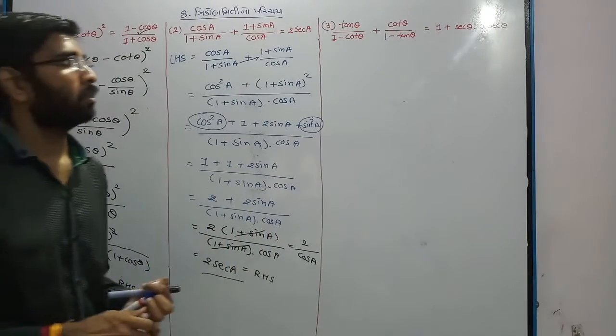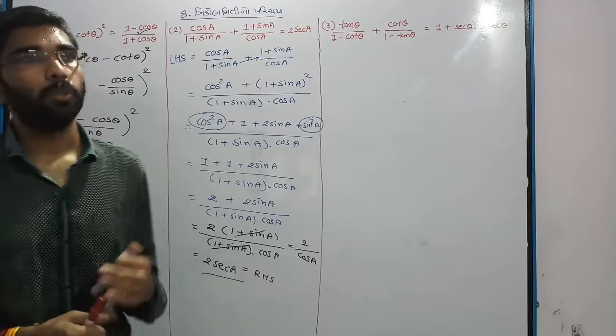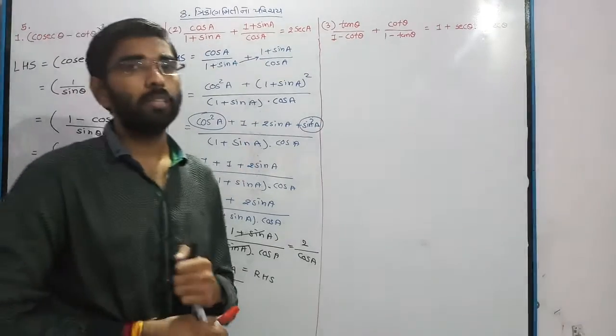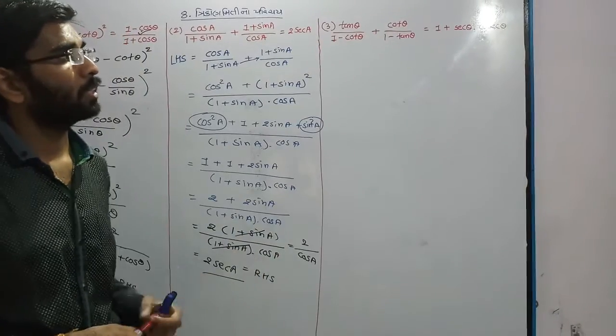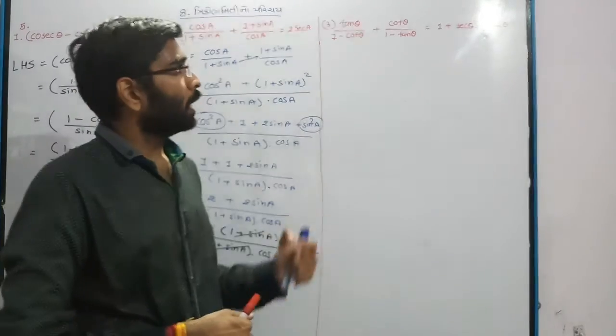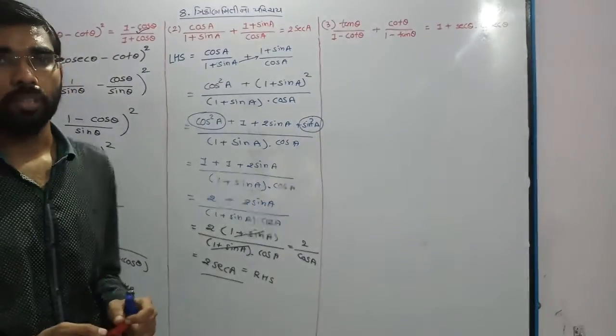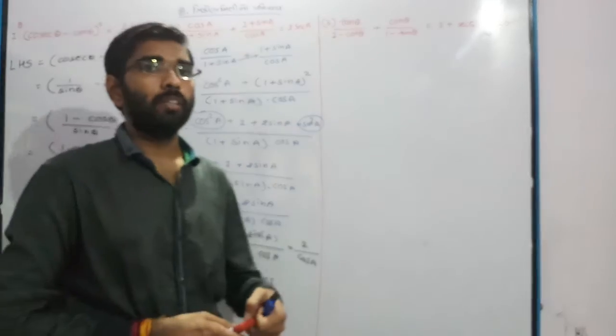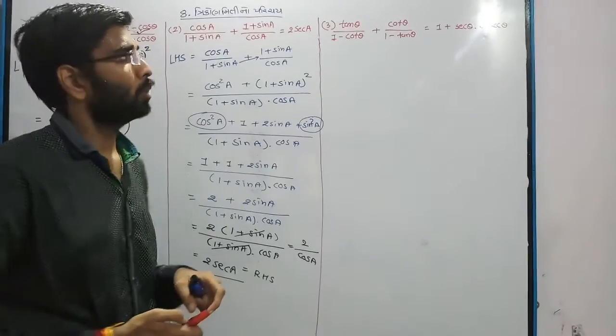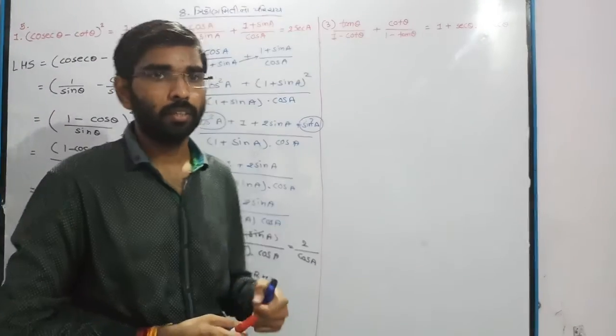Now calculate the third sum: tan θ upon 1 minus cot θ, plus cot θ upon 1 minus tan θ, equals 1 plus sec θ into cosec θ. So the answer is in sec and cosec. Sec and cosec are the inverses of sin and cos, so 1 upon cos and 1 upon sin.